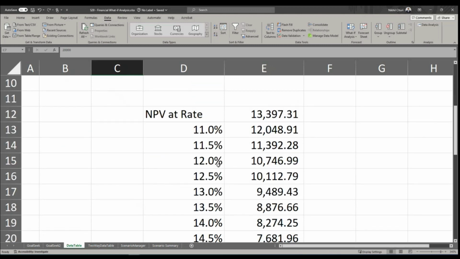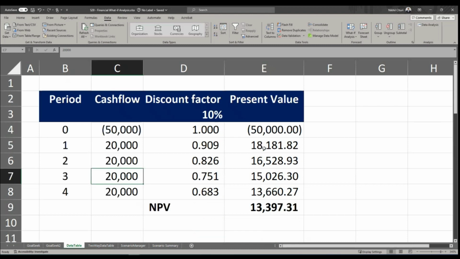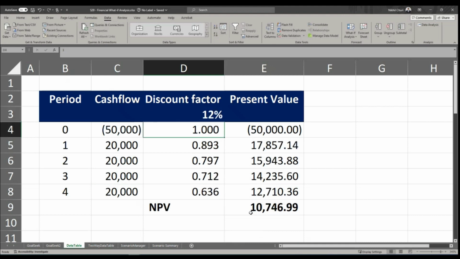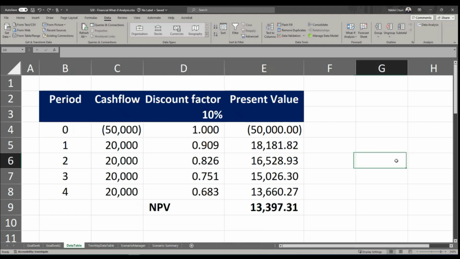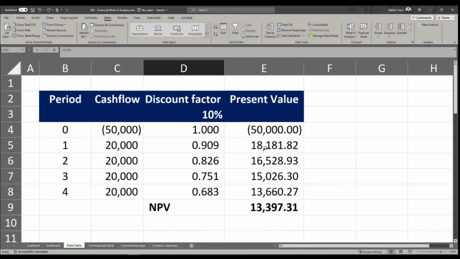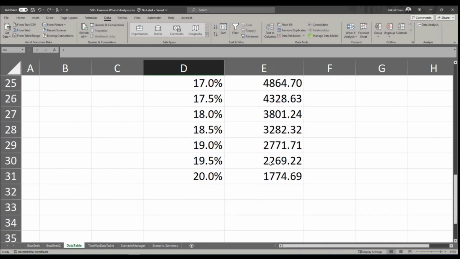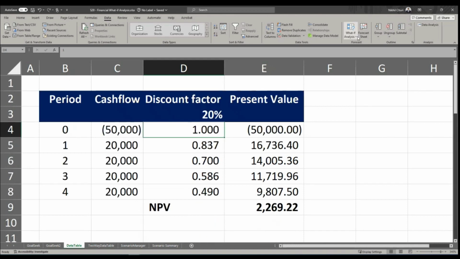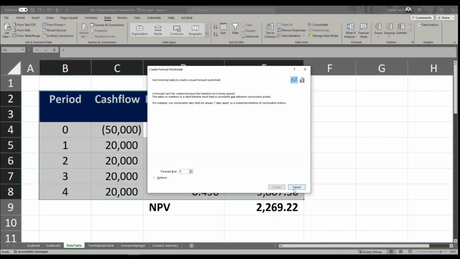And again, I can do a cross check over here as well. For 12%, it's telling me it's 10,746. I can try putting in 12 over here, and that's the exact number I got, 10,746. I'll do Control Z. Suppose I want to check at say 19.5, am I getting 2269? So I'll say 19.5. Yeah, 2269 is the number I'm getting. So you can see, instead of doing a trial and error, Excel has this beautiful function called what. Oh, sorry, accidentally pressed that.